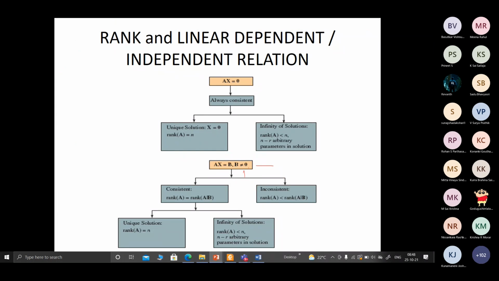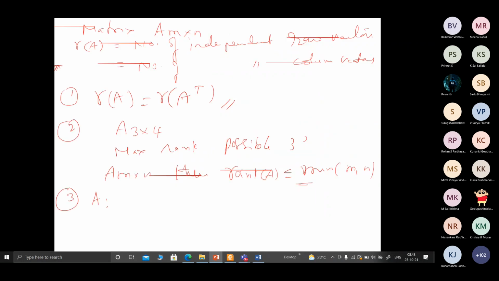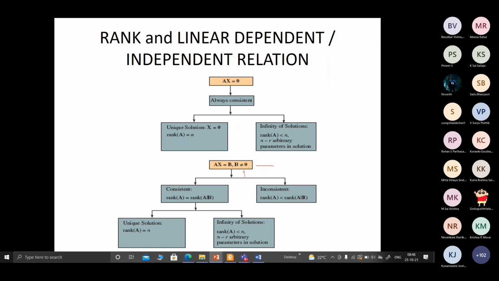Now let us revisit the solution of a system of equations and understand it in the context of rank of a matrix. Say the non-homogeneous system is Ax equal to b, right? Okay, it's here.